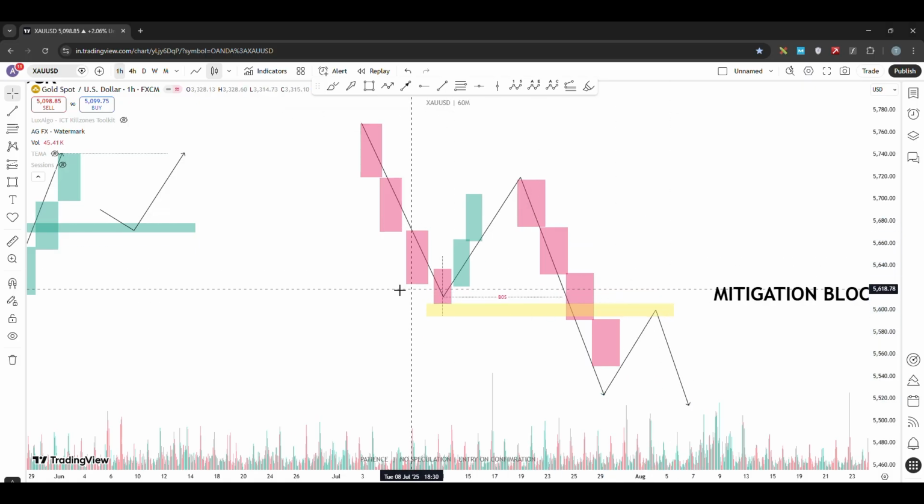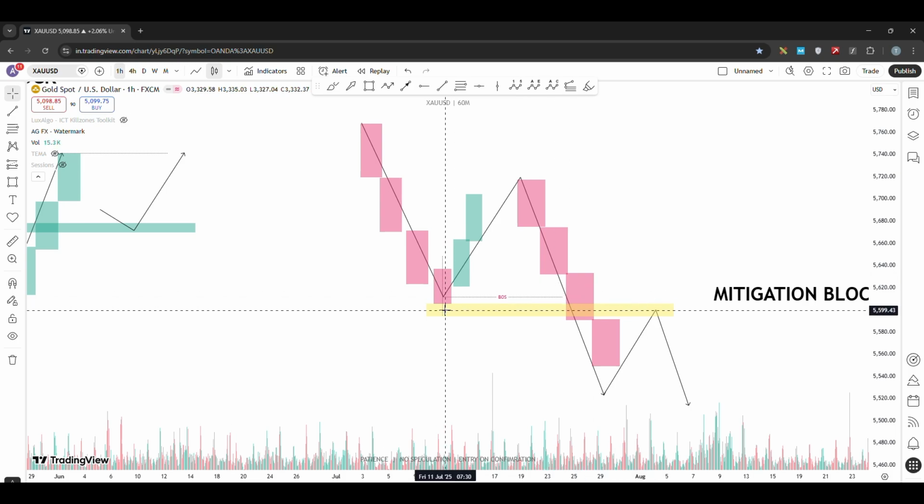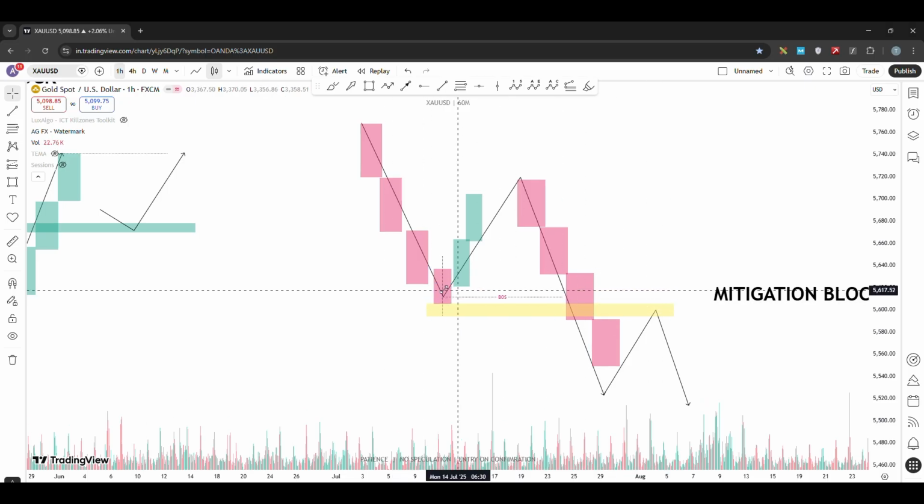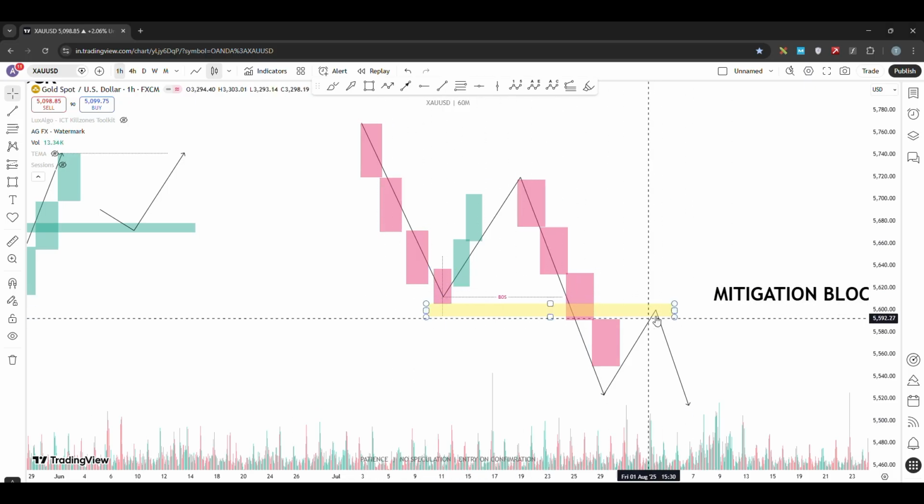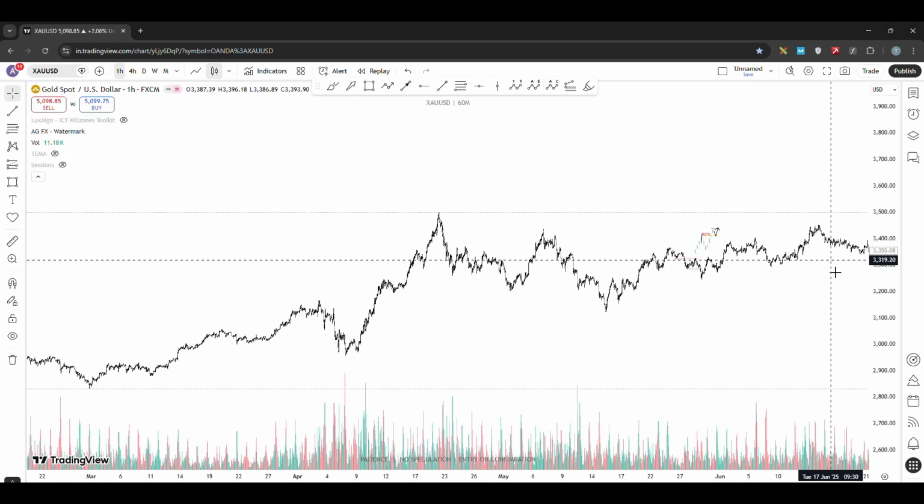So this is an example of a powerful mitigation block, and whenever there is a fair value gap just in front of the mitigation block, that becomes a much stronger POI, and market will tap into this zone and immediately get displaced from that zone. Okay, so let's see some examples of that.